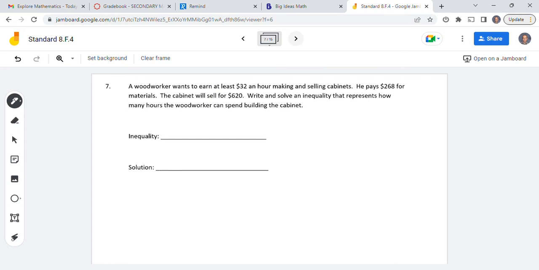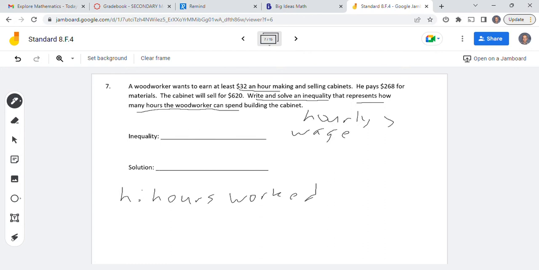Here we've got to write and solve an inequality. That's our task. It represents how many hours the woodworker can spend building the cabinet. So I'm going to use the variable h to represent the number of hours worked. Alright, now I'm going to take a look at this right here. The woodworker wants to make $32 per hour. That's kind of the key thing here. So our hourly wage needs to be greater than or equal to $32.